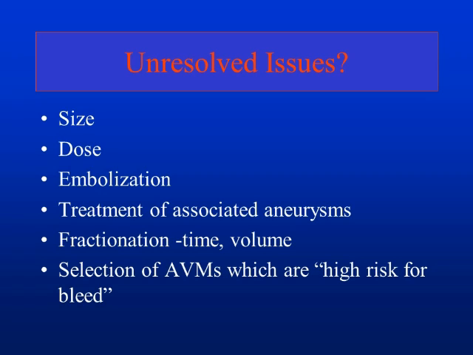There's argument in the literature still about whether small or big AVMs are higher risk for bleeding. And there are papers on both sides of the issue. If we could do a better job of identifying the AVMs which were high risk, we might be able to be a little bit more logical about which AVMs would get surgery and which AVMs would get radiosurgery.